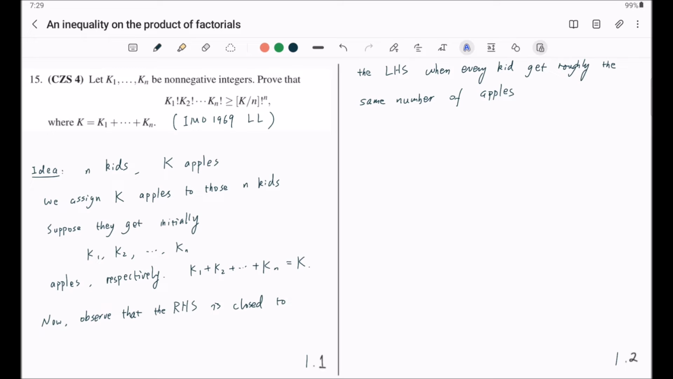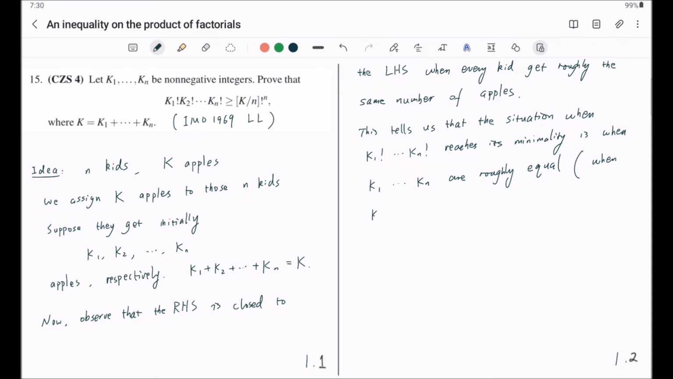This reminds me that if we fix this capital K and let those k1 through kn vary as long as their sum is equal to K, then the minimality of this product might be reached when those k1 through kn are roughly equal, given that their sum is fixed. They may not be strictly equal, because K might not be divisible by n.